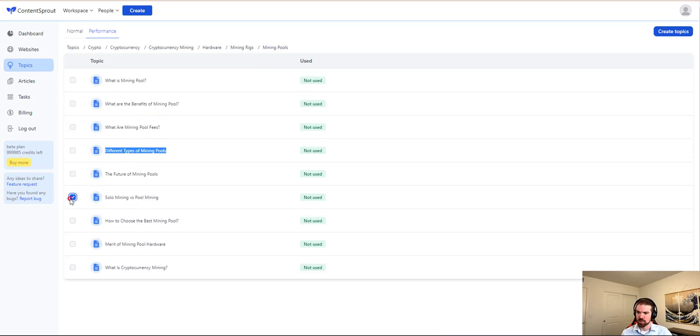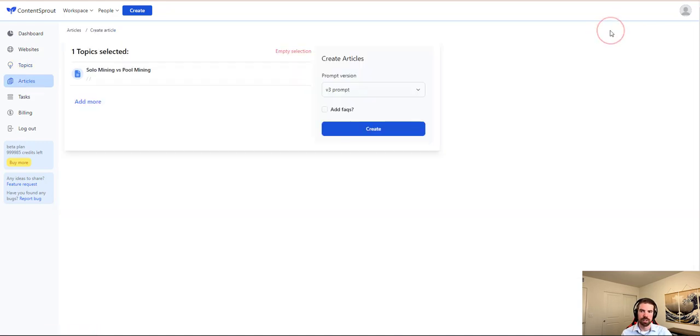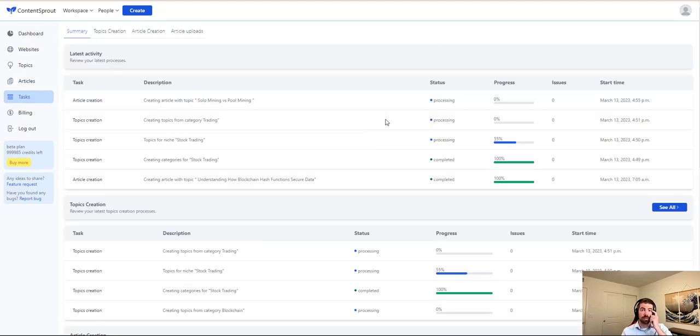Solo mining versus pool mining. Let's do that. Topic selected. And by the way, we're going to get a new prompt version soon. I think it's great. I think it's better. Not massively better, but it is an upgrade. And we're letting this go. So as we're seeing, we're 55% of the way through on topics for this one. And for trading, still creating stuff there as well.